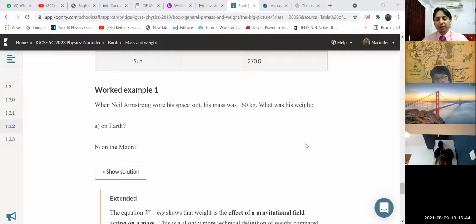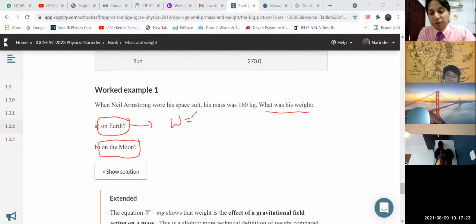Now let's do some questions, children, on what we have discussed here, the point about mass and weight. Mass can never be 0 because it is a quantity of matter. Weight can be 0 because it completely depends upon the value of gravity. Now one question, children. When Neil Armstrong wore his spacesuit, his mass was 160 kilograms. The question is, you need to find out his weight on the surface of Earth and on the surface of the Moon. Children, please do this calculation.